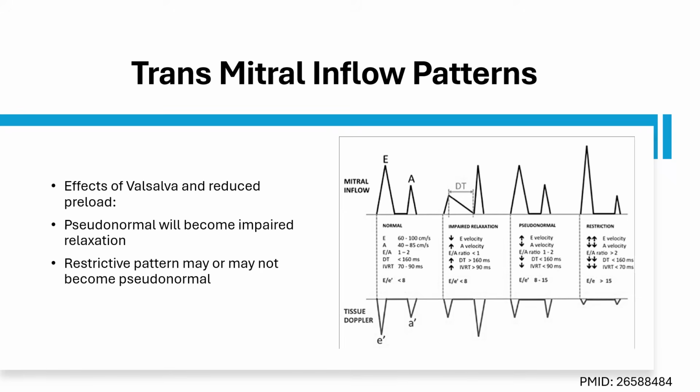Restrictive pattern may or may not become pseudonormal with Valsalva or reduced preload. When it doesn't return to pseudonormal from restrictive pattern, it is considered to be a bad sign and reflective of unstaged diastolic dysfunction. Aging by itself is associated with impaired relaxation pattern. Please pause this video if you need more time to understand this concept.